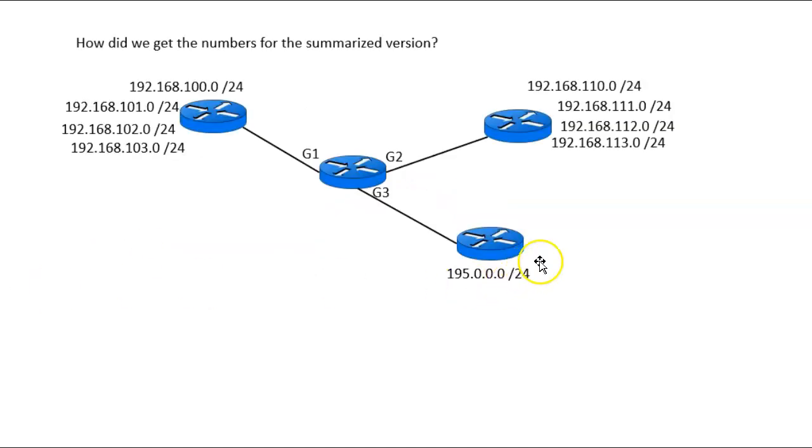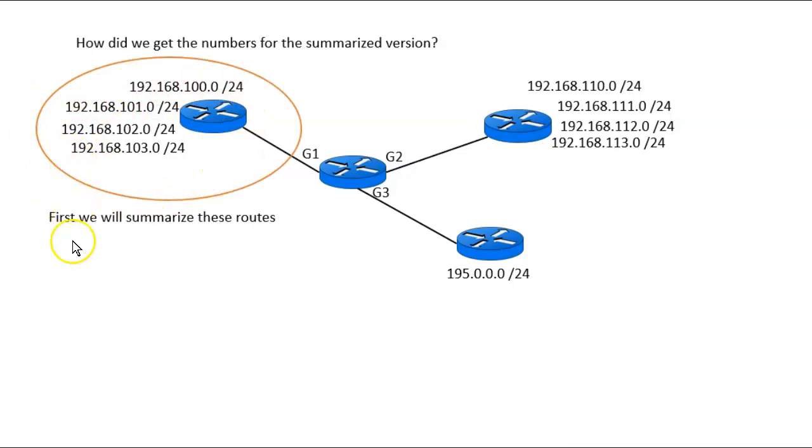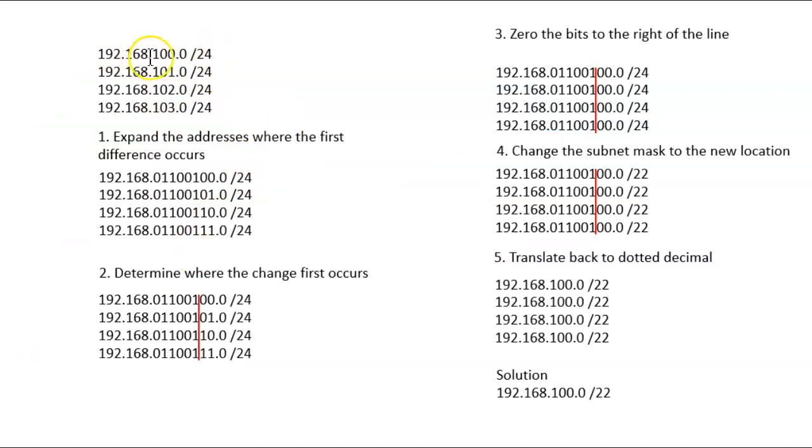Now let's look at how we do it. So I'm just going to look at this chart here, and I'm going to choose one of these to summarize. Let's just choose this one up here that I now have a circle around. We'll summarize those routes. So I'm going to take all four of those routes, and I'm just going to list them right here in such a way that they are directly underneath each other. Now I'm going to expand the addresses where the first difference occurs. Well, 192 and 168 are the same all the way down. But in the third octet, the difference begins to occur. So I'm going to expand out the third octet, and it will look like this, so that third octet is expanded.